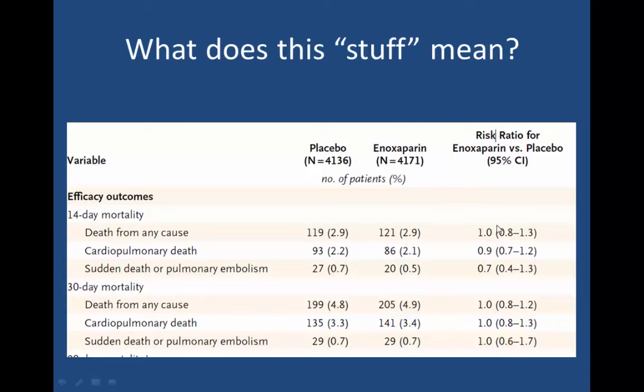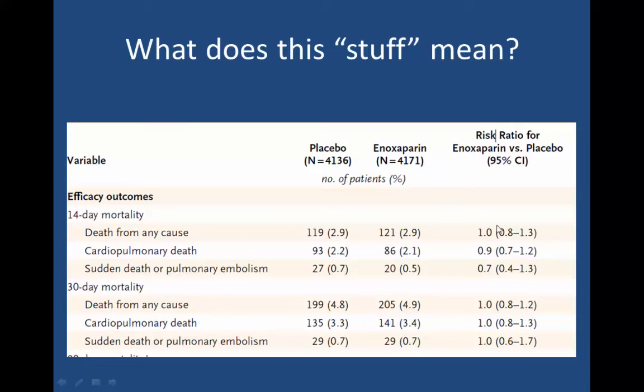This one tells me there was a 1% reduction in cardiopulmonary death at 14 days in the enoxaparin group compared to the placebo group. In this one, I could say there was a 3% reduction in the risk of sudden death or pulmonary embolism in the enoxaparin group compared to the placebo group. Okay, how am I getting 3%?